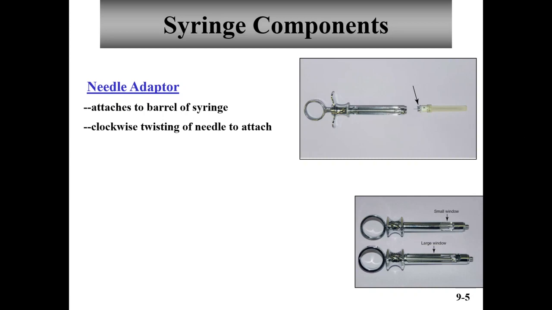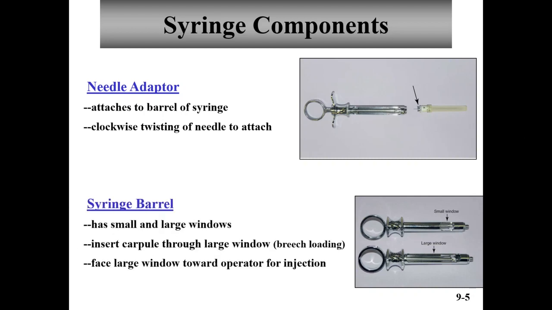To take it off, you'll go counterclockwise. The syringe barrel is this portion right here, which is in between the needle adapter, which is that threaded end, and the finger grip, which is right here where you put your fingers. The barrel has a small window and a large window. You'll use the large window to drop the carpule into the barrel of the syringe.